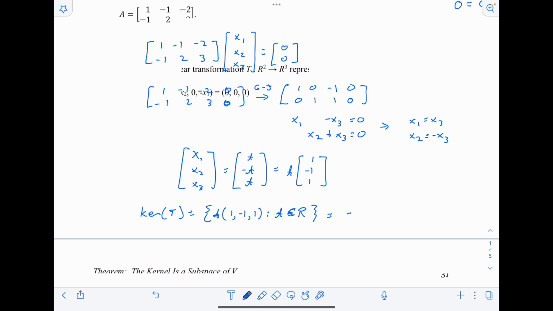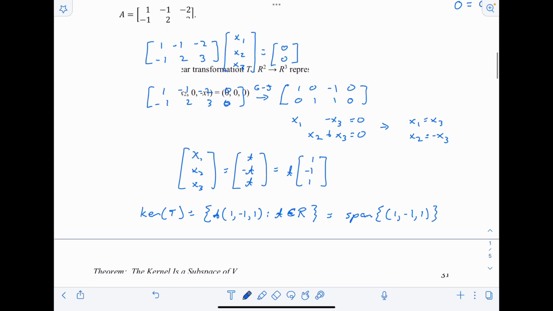So sometimes you'll see this also written like this, where it's just the span of the vector (1, -1, 1). Either way, you can write it, but I just want you to be aware, because if you're doing a problem, checking in the back of the book, or finding problems online, you may find the answer written in different ways depending on the source. So that is the kernel.